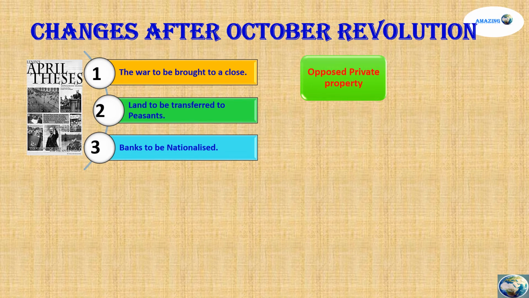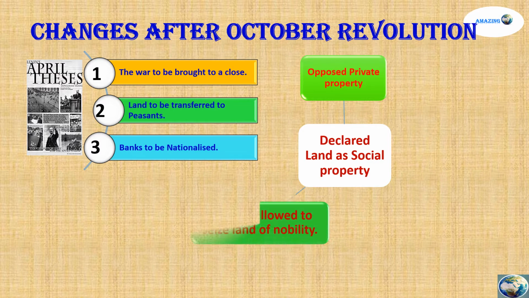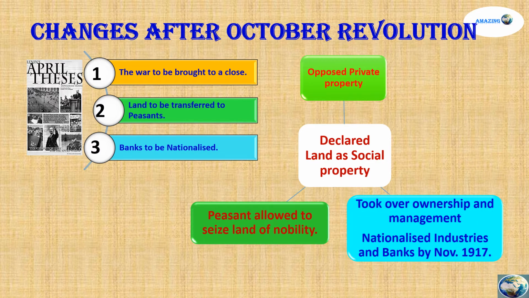So first they declared land as social property, and as soon as they declared land as social property, peasants were allowed to seize the land of the nobility. So they fulfilled one of their demands, land to be transferred to the peasants. The second was that they took over ownership and management. And as they had mentioned, banks to be nationalized, now they nationalized industries and banks by November 1917.